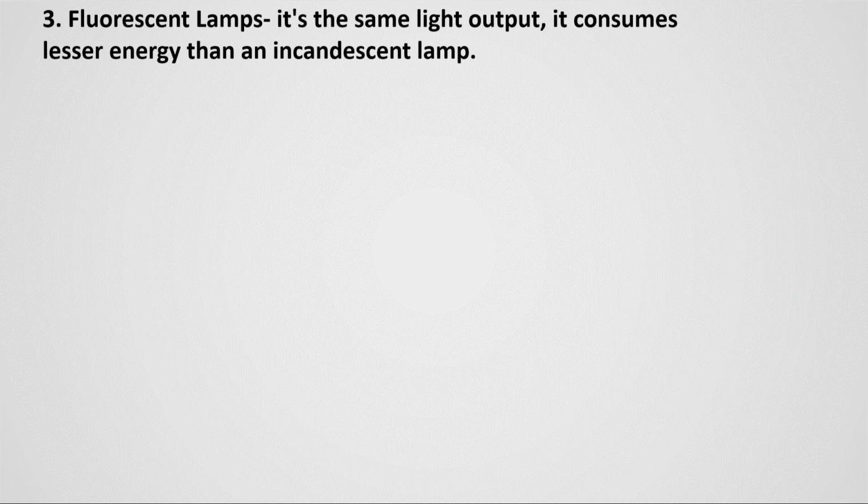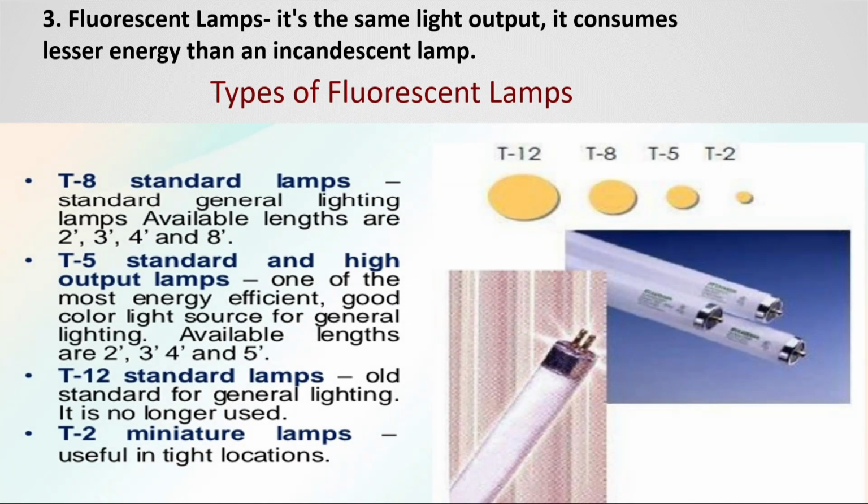Third different type of light source is fluorescent lamps. With the same light output, it consumes less energy than an incandescent lamp. Fluorescent is limited to indoor usage. So in fluorescent lamps, there are types of this. Number 1 is T8 standard lamps. Standard general lighting lamps, available lengths are 2, 3, 4, and 8.